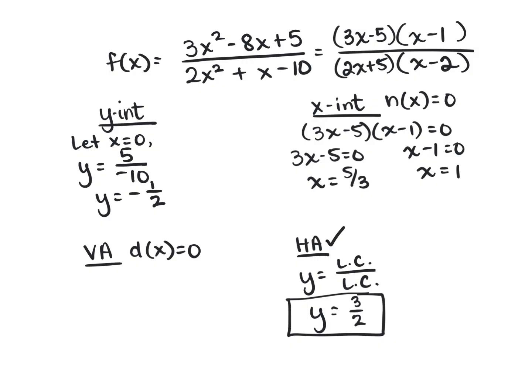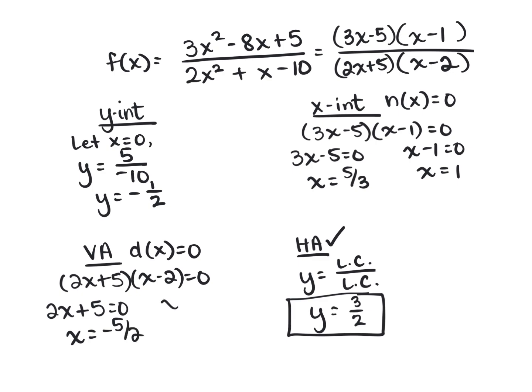Vertical asymptote is my denominator equal to 0, so that gives me 2x plus 5 times x minus 2. And I set that equal to 0. So for the first one, we have 2x plus 5 equals 0, so that gives me that x is equal to negative 5/2. And the other vertical asymptote would be at x minus 2 equals 0, so that's at x equals 2. So those are the 4 things that it asked me for. That question is now finished.